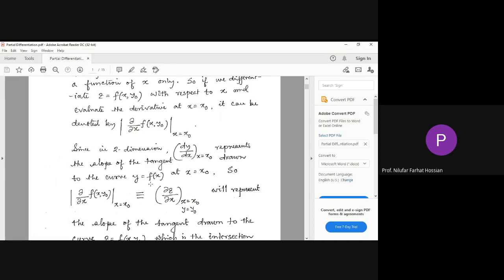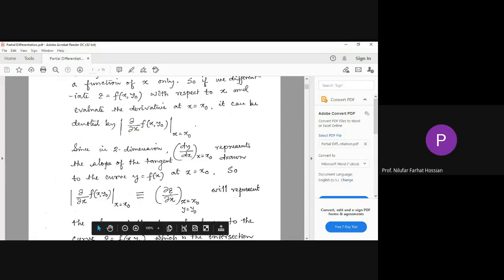In the same way, when your surface is in three dimensions, if you perform your differentiation of this function with respect to x, keeping y constant, here y equal to y naught is a constant. So the notation is del x. When you have a curve in two dimensions, it is denoted by dy by dx. But whenever you have more than one variable, we denote it by del x. You are evaluating at x equal to x naught.